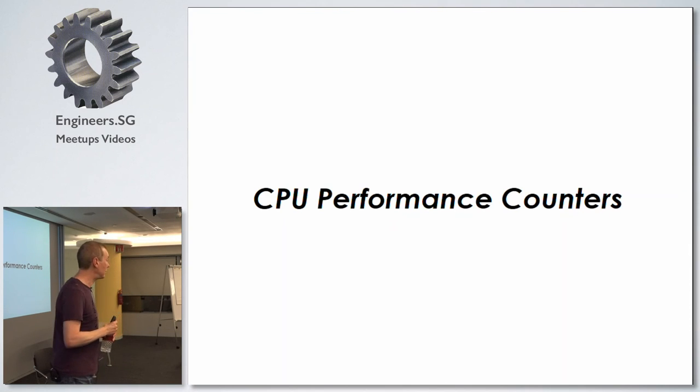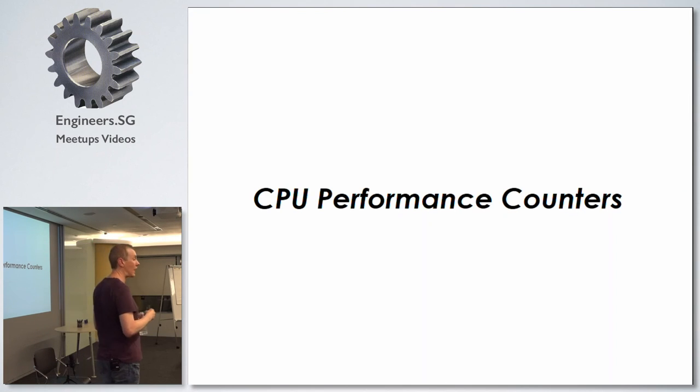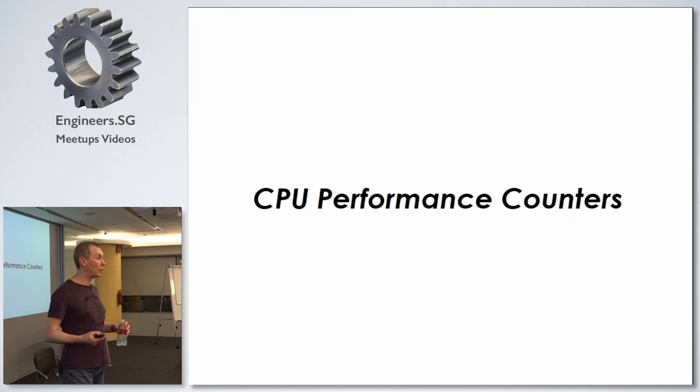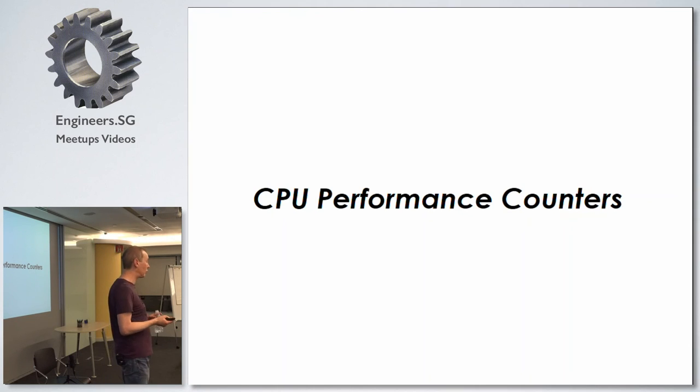So like I mentioned, things like branch misses, cache misses, CPU cycles. Our CPUs keep counters of all of these things, and you can query them. We can get them out of the CPU to tell you what's happening. They're known as MSRs, the model specific registers. We're here with CPU performance counters.